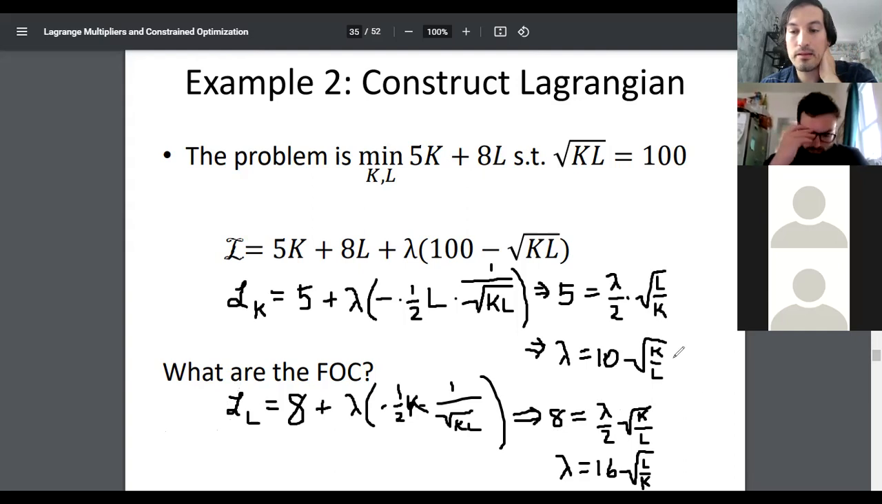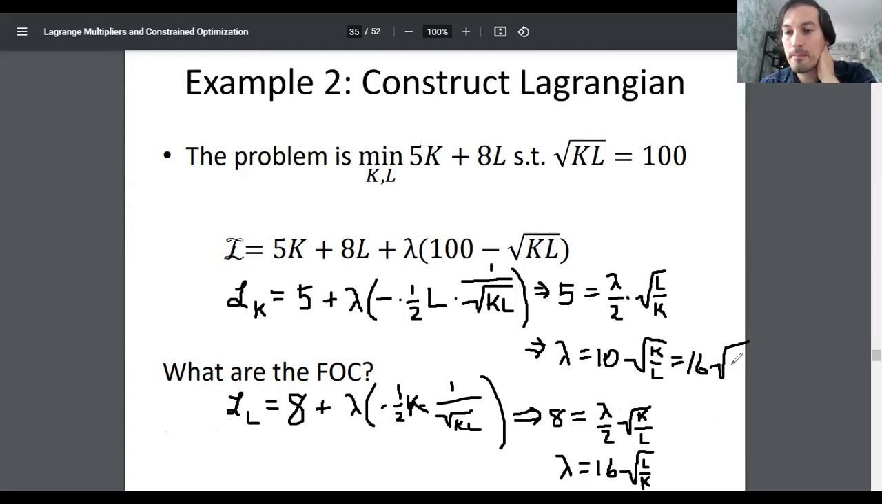Something like 10 over KL equals 16 square root of, I'm running out of space here, L over K. And if I multiply both sides by, let's say, the square root of L, I'll have a positive L on this side, and this one will go away. If I multiply both sides by the square root of K, I'll have just a regular K on this side, and this one will go away. I essentially get 10K equals 16L from this expression. 10K equals 16L.